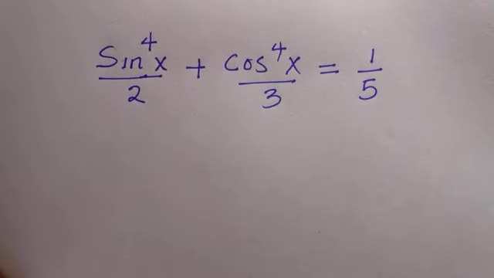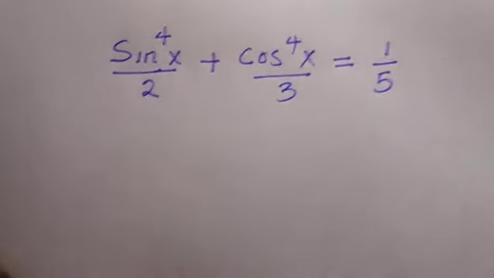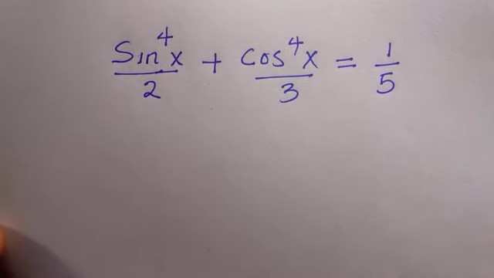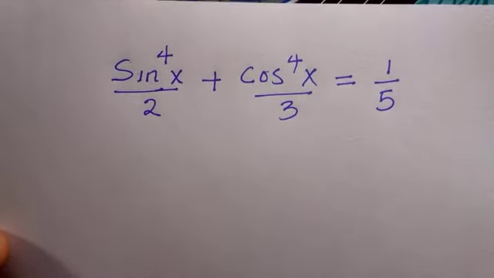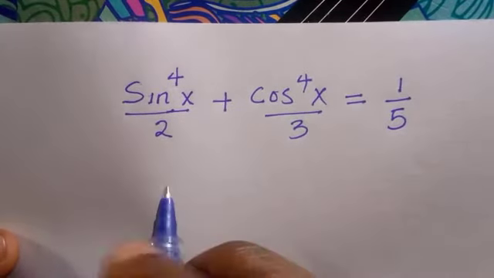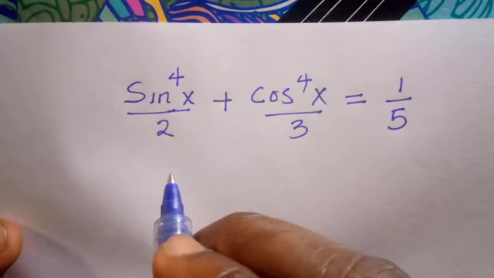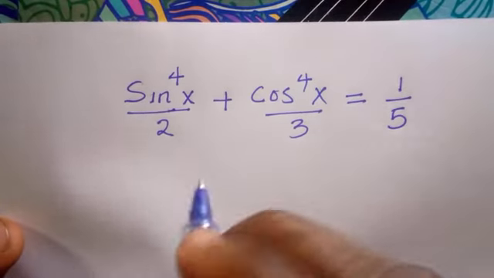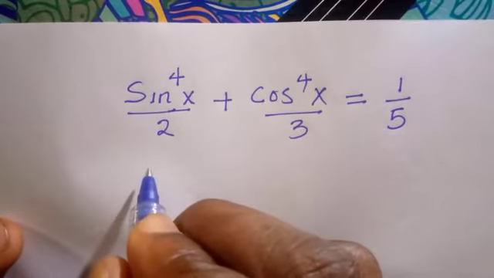Welcome to another video, and we want to solve for the value of x in this problem. We have sine to the power x divided by 2 plus cos to the power x divided by 2 equals 1 over 5. So the first thing we're going to do is multiply 2 by 6.